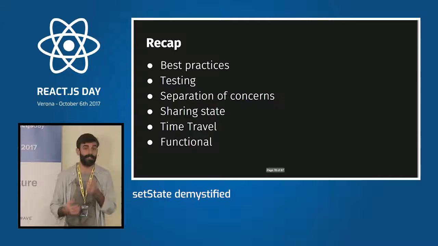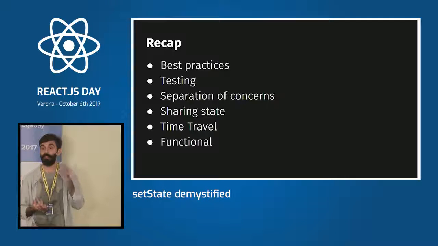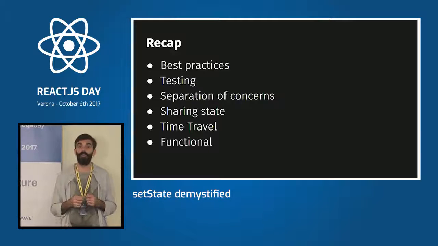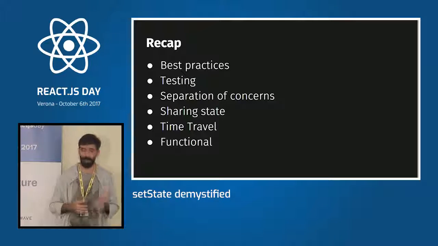And this is it. A quick recap. So we have seen the best practices. Don't calculate if you can derive. If you derive your state from the props, that's wrong. Don't put something that you don't need in the render method into the state.